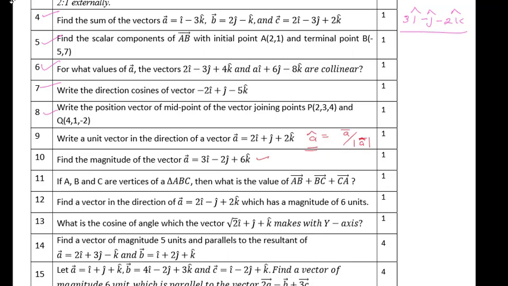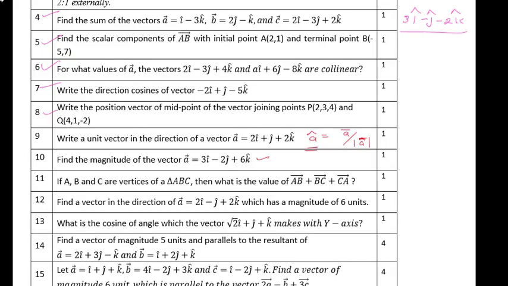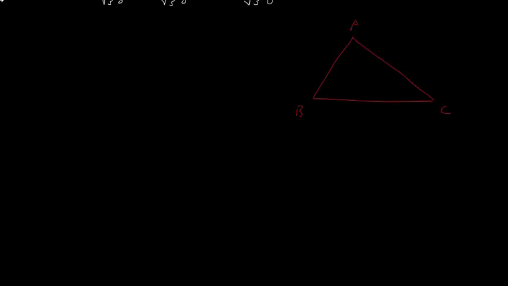If A, B, C are the vertices of triangle ABC, then write AB bar plus BC bar plus CA bar. Okay, so let us solve this. A, B and C are the vertices of a triangle, something like this. Now what do we have to calculate? AB, then BC and then CA. After adding these three, we come to the same point, so definitely the answer should be 0.